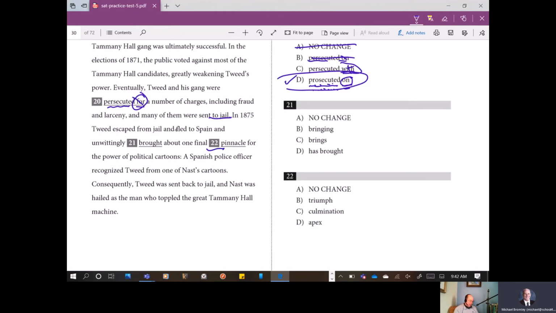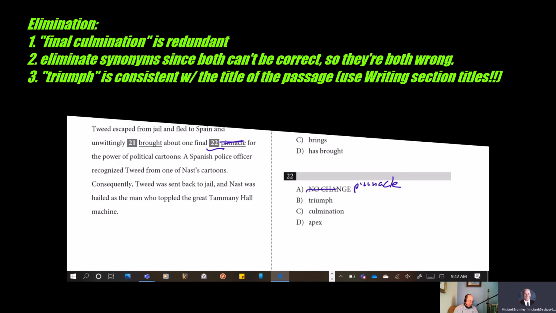Tweed escaped from jail and fled to Spain, unwittingly brought about one final something. Let's put pinnacle up here. One final pinnacle, one final triumph, one final culmination. Oh, immediately, culmination is the end of something, and this word final would make that redundant, so let's get rid of that one. Okay, now we've got to choose between three here.